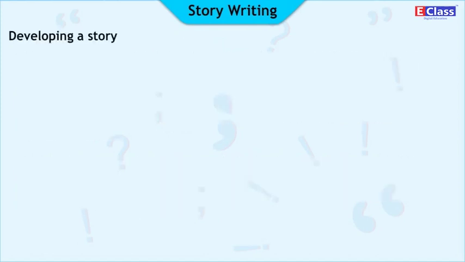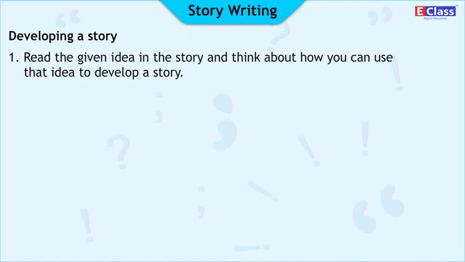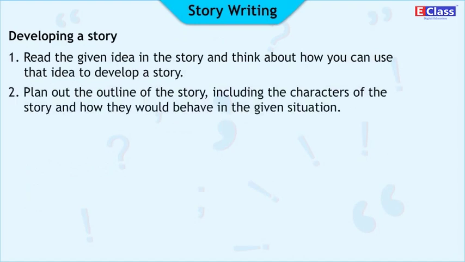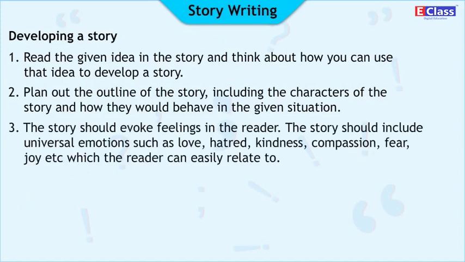Developing a story. Read the given idea in the story and think about how you can use the idea to develop a story. Plan out the outline of the story, including the characters of the story and how they would behave in the given situation. The story should evoke feelings in the reader. The story should include universal emotions such as love, hatred, kindness, compassion, fear, joy, etc., which the reader can easily relate to.